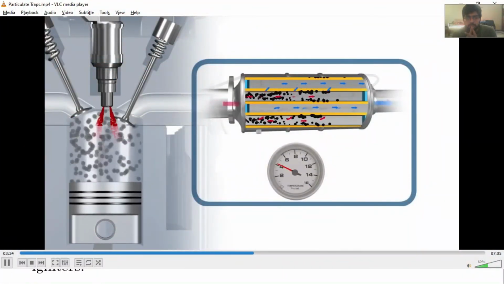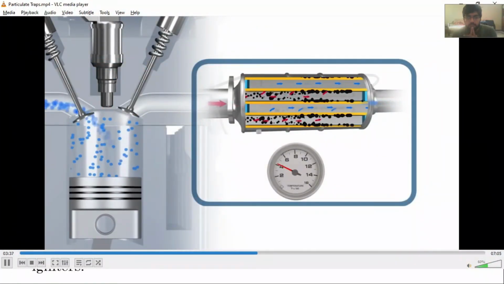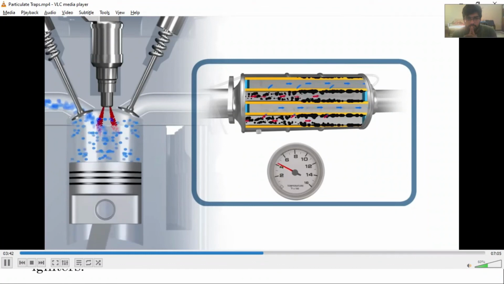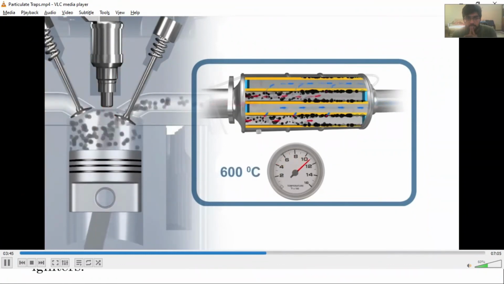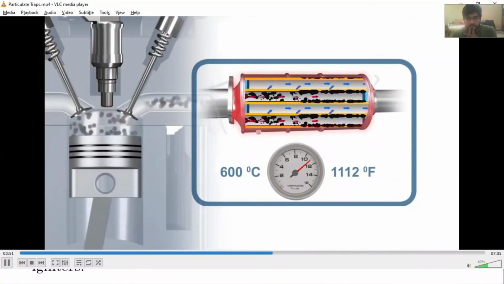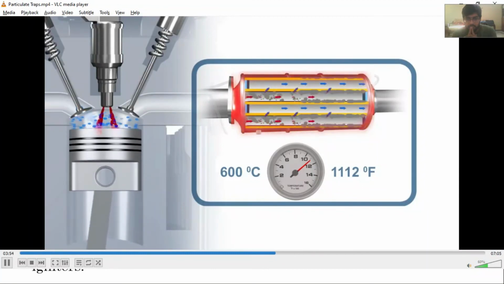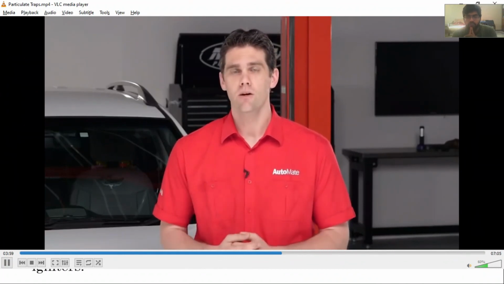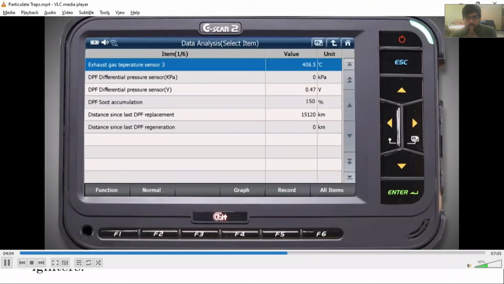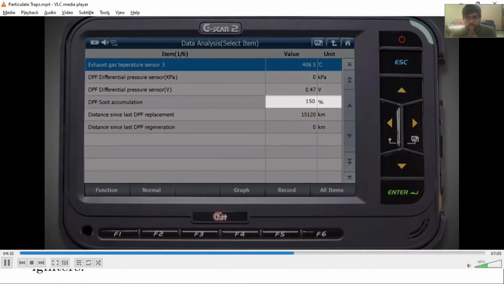During a service regeneration, extra fuel can be added in the form of post-injection pulses. This increases the exhaust gas temperature, creating extremely hot temperatures of around 600 degrees Celsius or 1112 degrees Fahrenheit to enable the particulates to burn off. If a flashing DPF warning is ignored, the soot accumulation may reach a level where replacing the DPF is the only possible remedy. Once a service regeneration has been performed, the reading from the differential pressure sensor will determine how effective the regeneration has been.